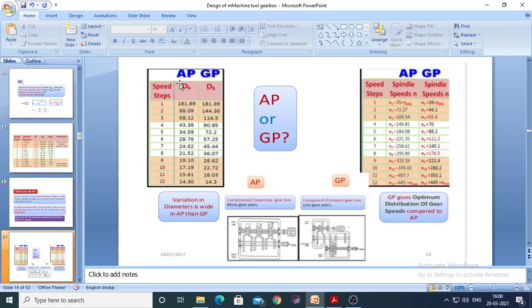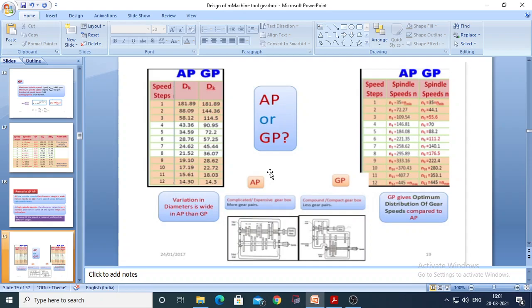There I have shown the speed steps, given 1 to 12. Then we have found the diameter value. For the arithmetic progression, here is 181.89, and the second value is 88.09. But in the geometric progression, the diameter value is 181.89, and the second value is 144.36. This means the value drops uniformly, but in the arithmetic progression the value does not drop uniformly. The variation in diameter is wider in AP than GP. If you compare AP and GP, you will get more variation in diameter in AP as compared to GP. Then which law will we select? Check that.